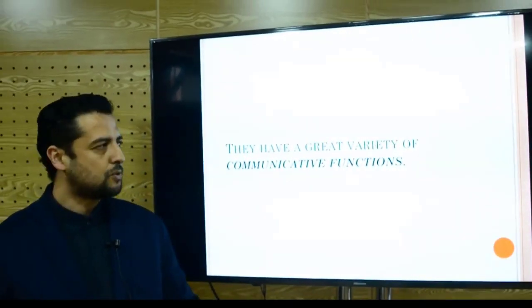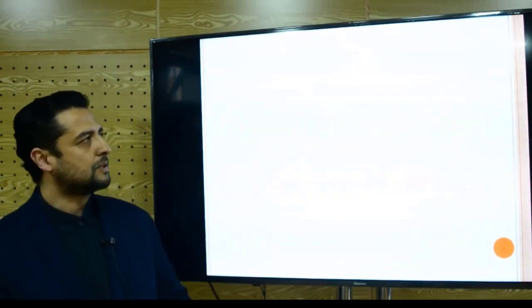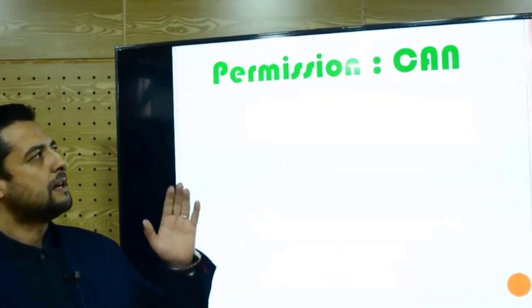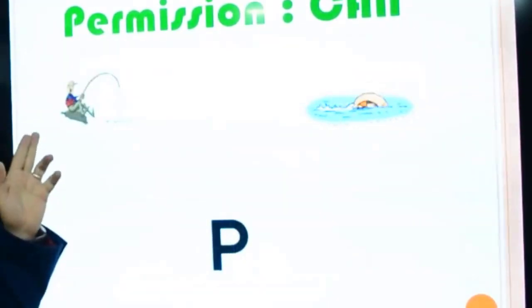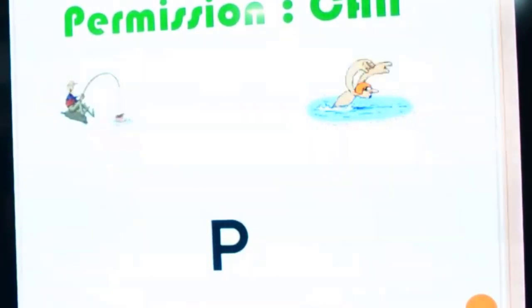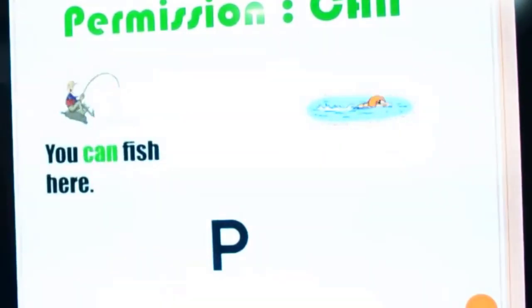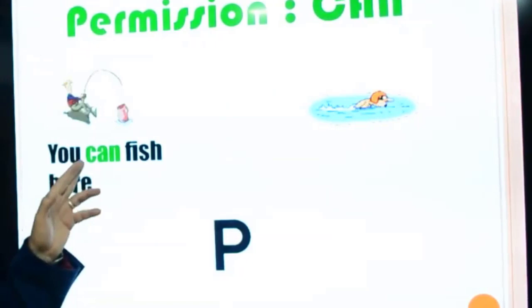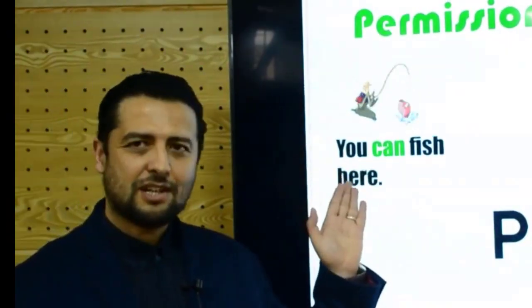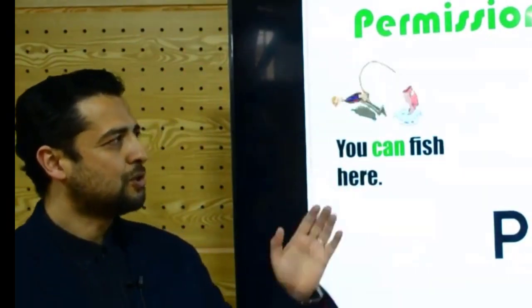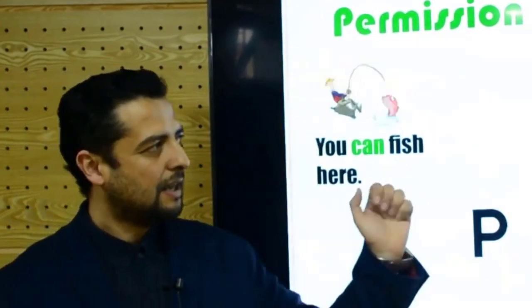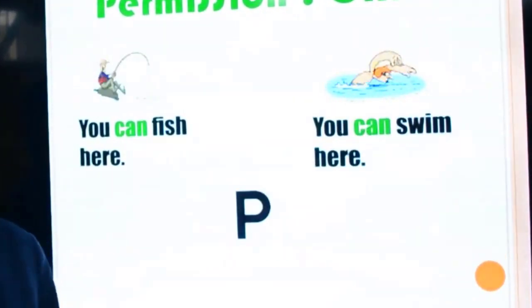So now we're going to explain that. For example, I start with can, which is used for permission. So let's have a look at these photos here. As you can see, this person, can you guess? So you can fish here, right? So as you can see, we have here can fish here, which means you have the permission to fish in this place. Let's have a look at this person here.